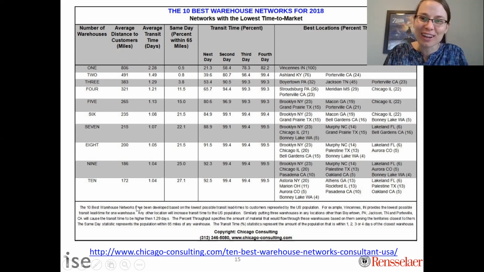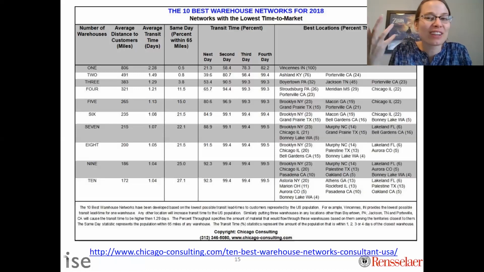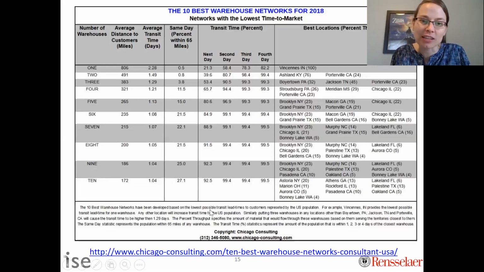A couple things that are interesting here: if you look at the number of warehouses, as you go from 1 to 10, the average distance in miles obviously goes down. You can think about the average transit time in days also goes down. But the key thing worth thinking about is that average is a statistic that misses some things, right? And so one way that's maybe better to think about this is in a percentile.